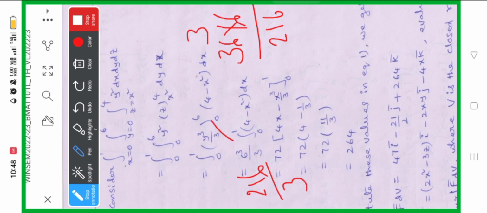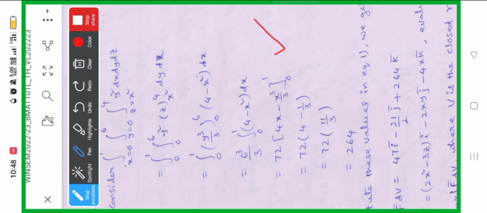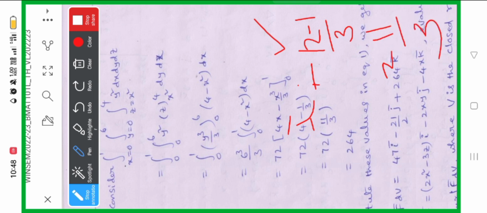Now what happens? 3 7s are 21 and 3 2s are 6. So 72 will come. 6 cube is nothing but 216, so 72, and again you have to integrate with x: 4x minus x cube by 3. Again applying the upper limit, 4 ones are 4, minus 1 by 3. Now we have to cross multiply. 4 3s are 12. 12 minus 1 by 3, which is equal to 11 by 3. So 72 times 11 by 3.